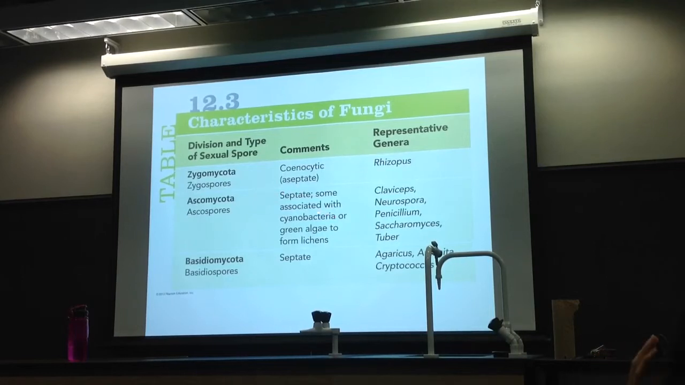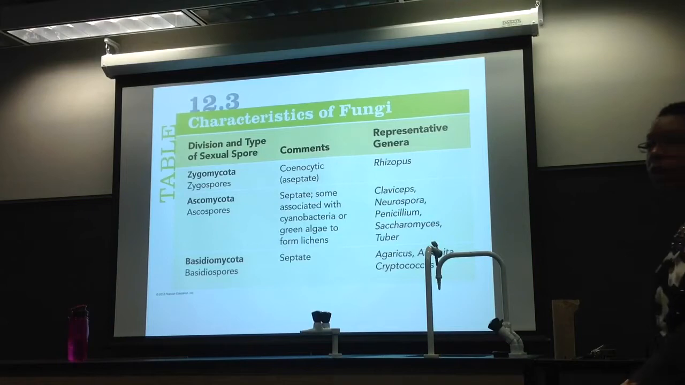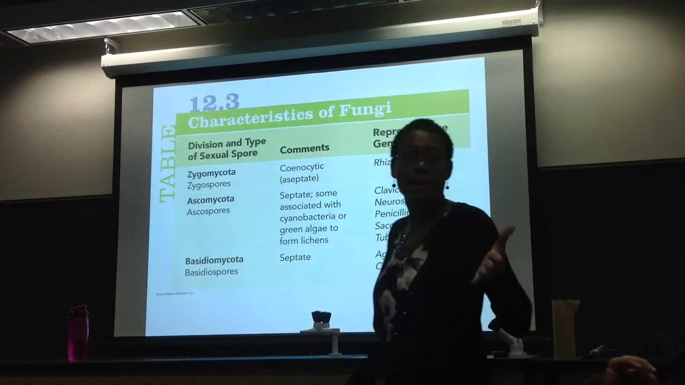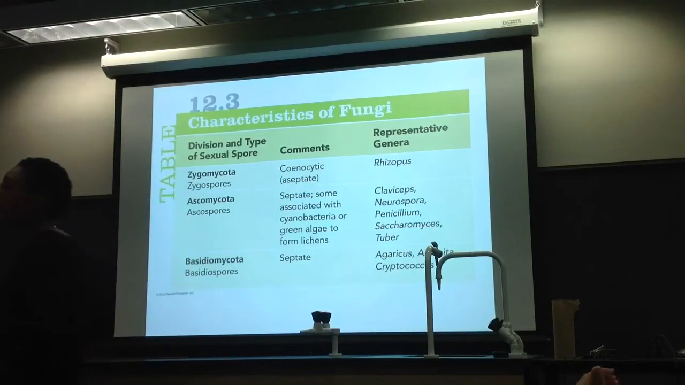Some of them form associations with cyanobacteria or green algae to make lichens. We'll talk about lichens today. Here are your representatives. I'll hold you to only two of them. You should know these: Penicillium, and also write in Aspergillus, because Aspergillus has been in the news lately in terms of causing fungal meningitis. It's Ascomycota.